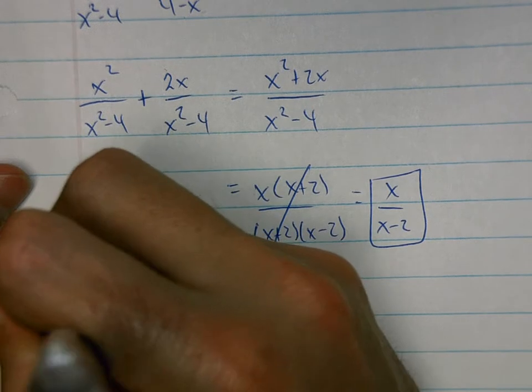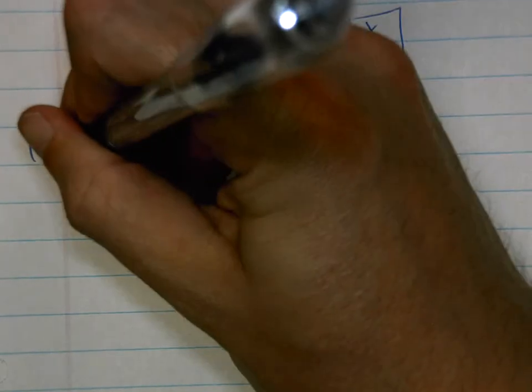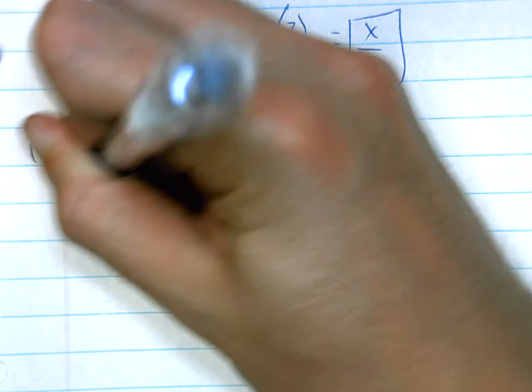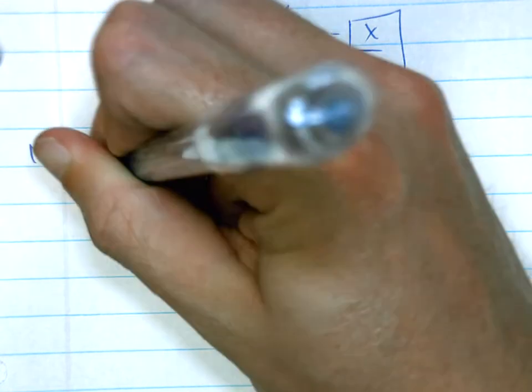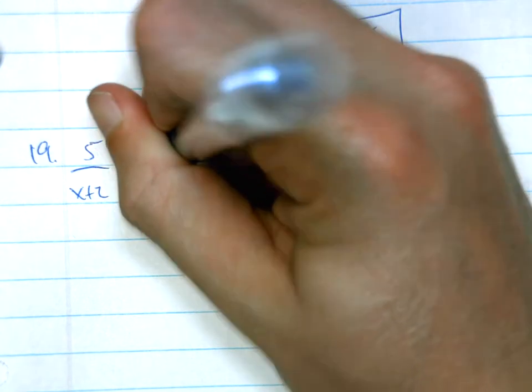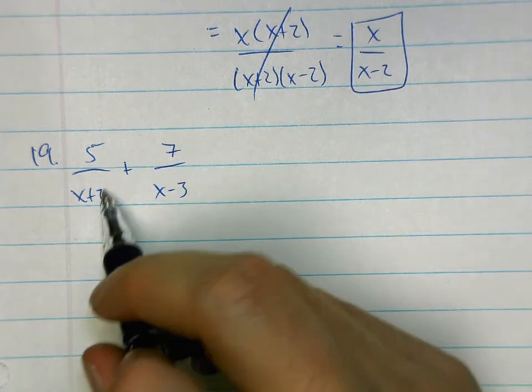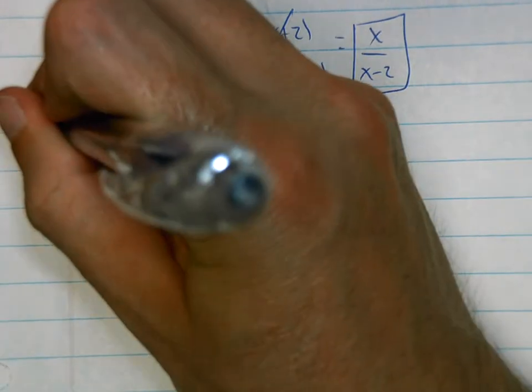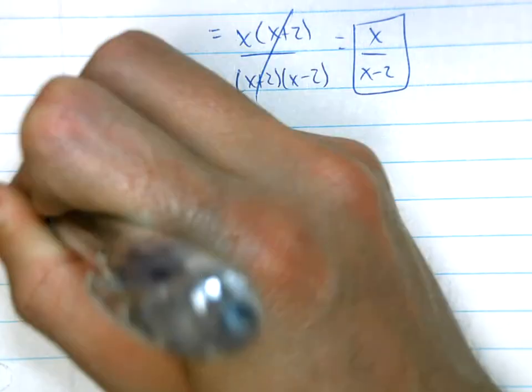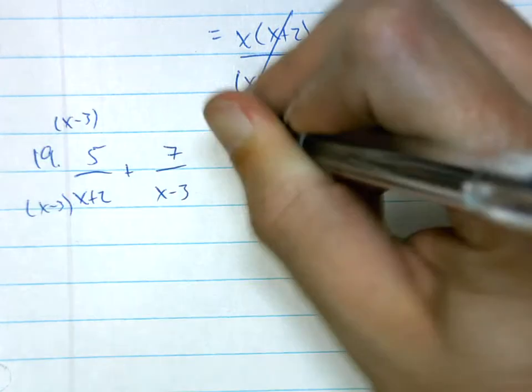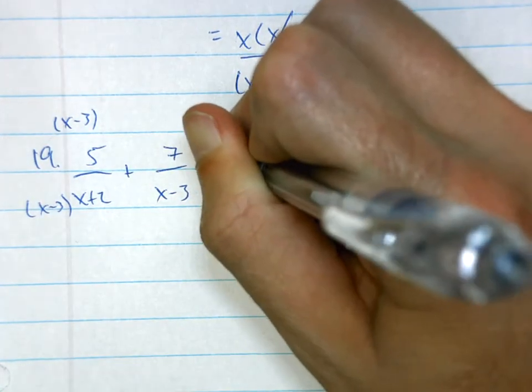19. 5 over x plus 2 plus 7 over x minus 3. They need each other. So this gets multiplied by x minus 3 top and bottom. And this gets multiplied by x plus 2 top and bottom.